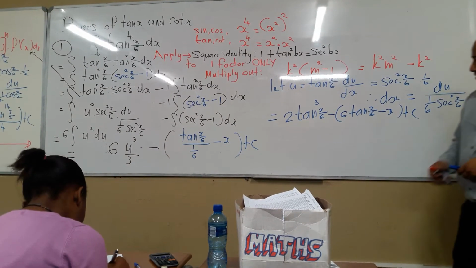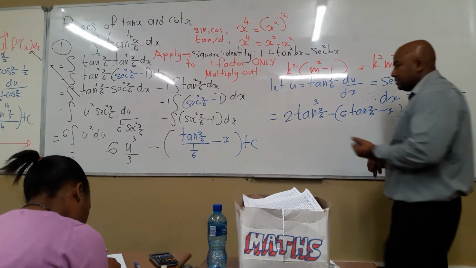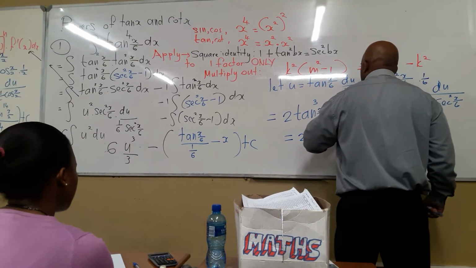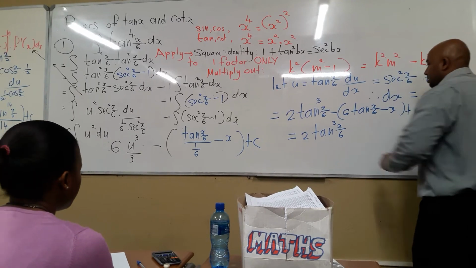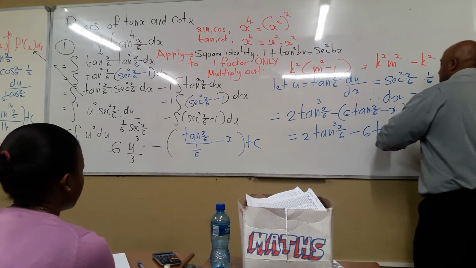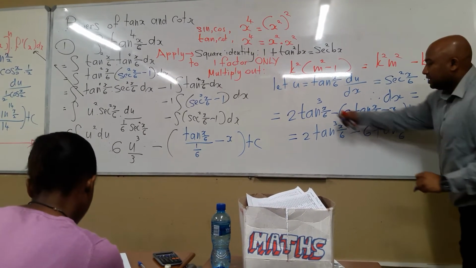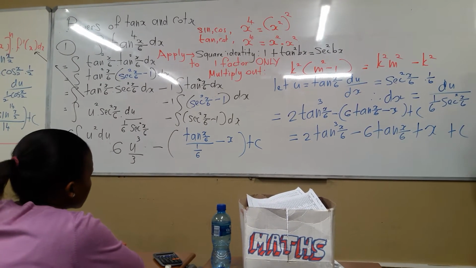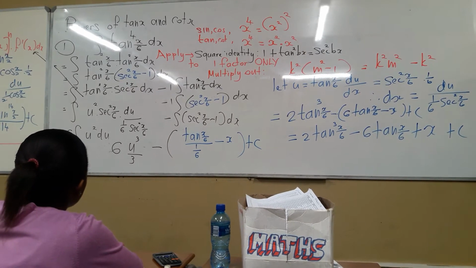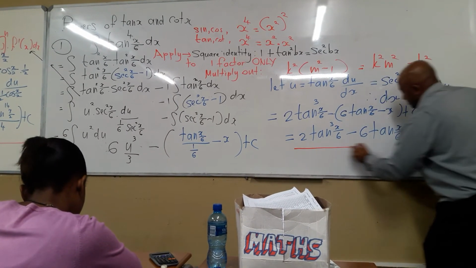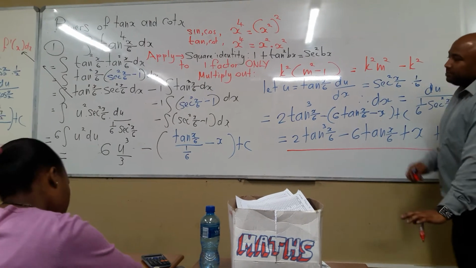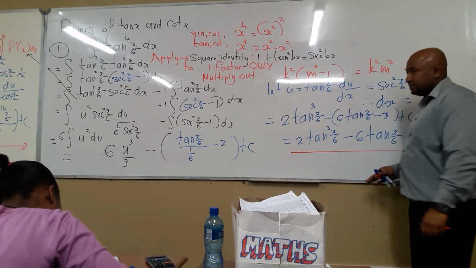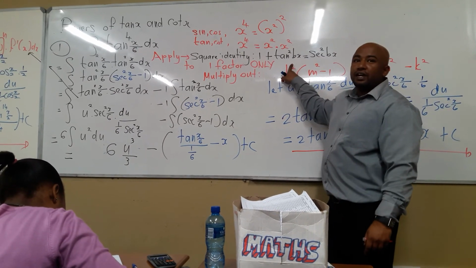You're done. If you want to, you can just multiply out here, but it's not necessary. If you want to multiply out there, that will be minus 6 tan x over 6. Negative and negative there. Positive x plus c. So this is a bit different compared to sine and cos. But it still involves square identities.